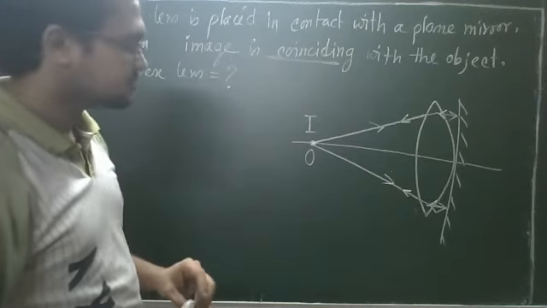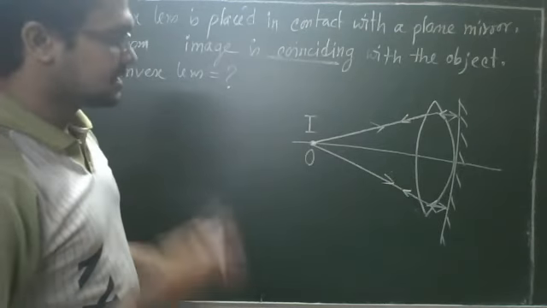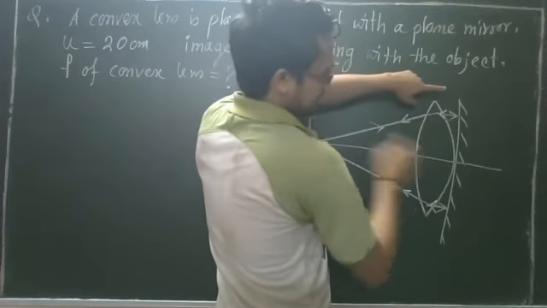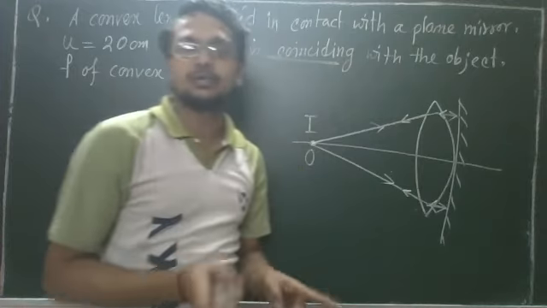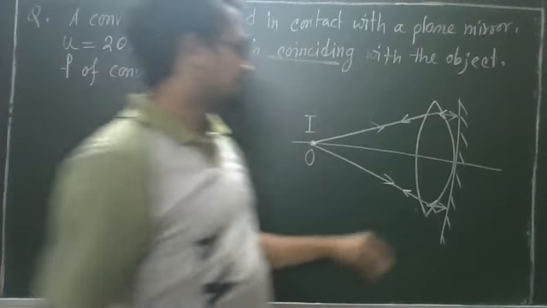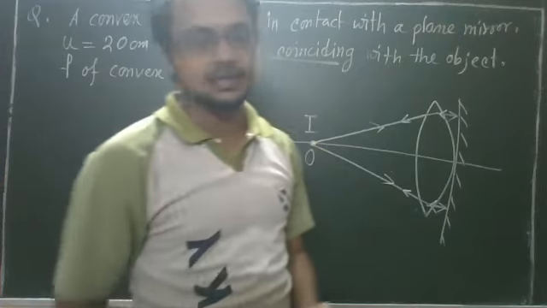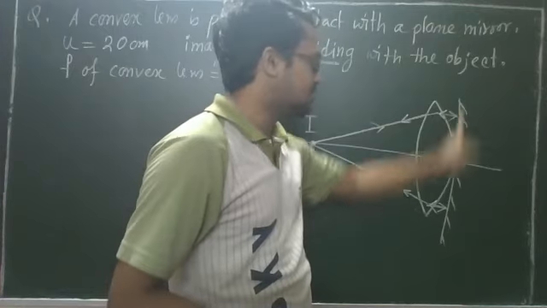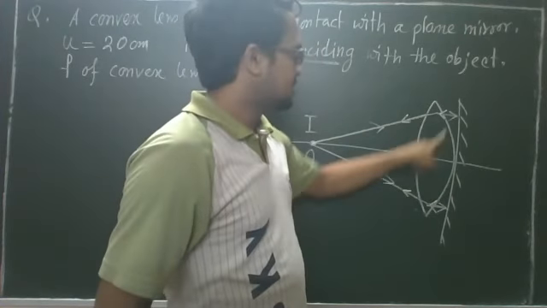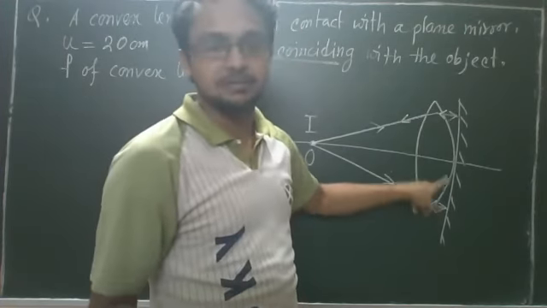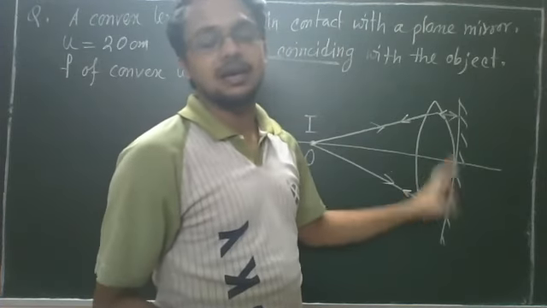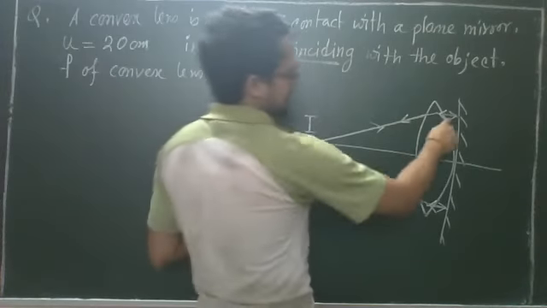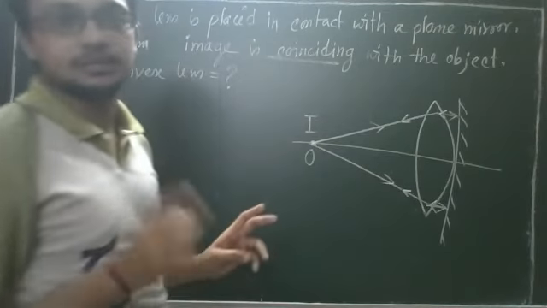Understand this concept? From this concept, what are we getting? These two rays, the refracted rays from the lens, they should be parallel to the principal axis, right? Because this mirror and lens are coaxial, and the principal axis is perpendicular to the mirror. So if these two refracted rays are parallel to the principal axis, that means refracted rays are perpendicular to the plane mirror.